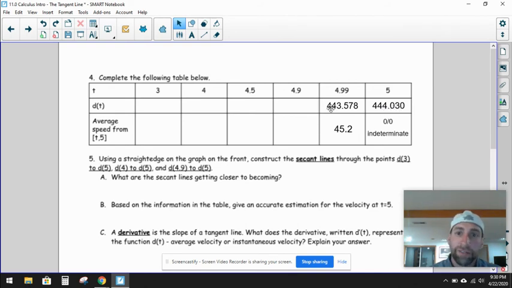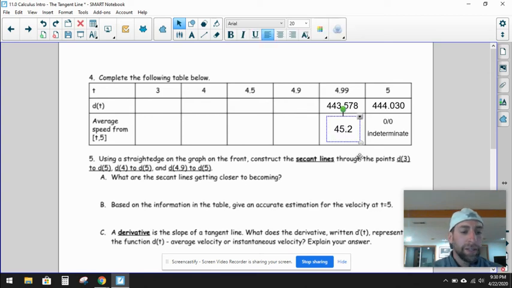All I did to get that 45.2 was take 444.030 minus 443.578, and then divided by 5 minus 4.99. Just y2 minus y1, x2 minus x1. Just did slope.